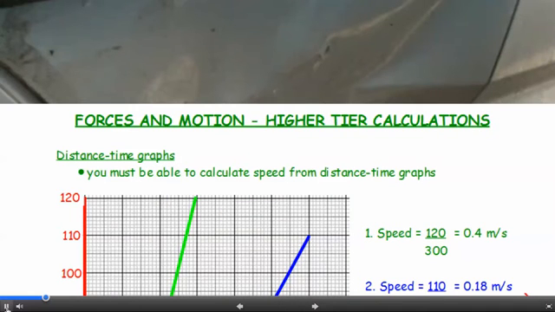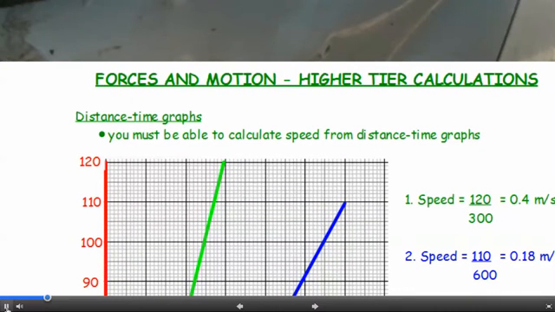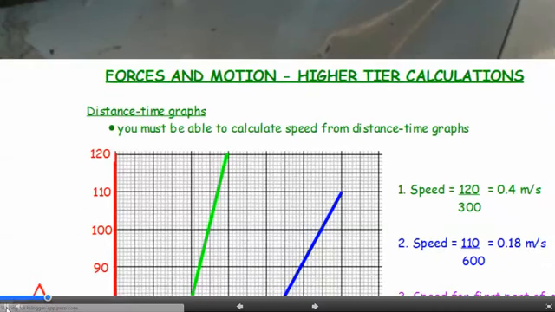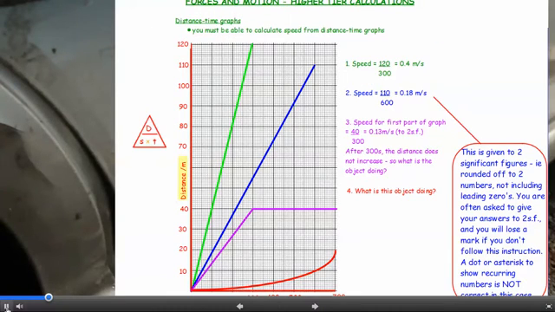Right, so if you're doing higher tier, then you need to practice some calculations. So you need to be able to calculate speed from distance time graphs. So without cheating or looking at the answers, see if you can work out the speed of the green and the blue lines. So read off the graph the distance, read off the graph the time, and then calculate speed as distance divided by time. Pause the video while you do this.